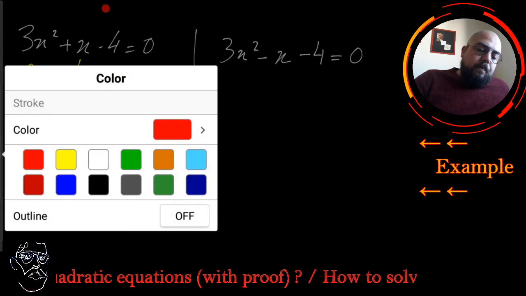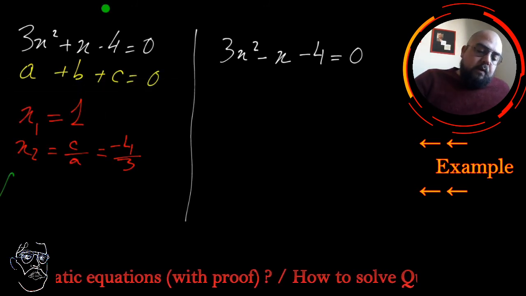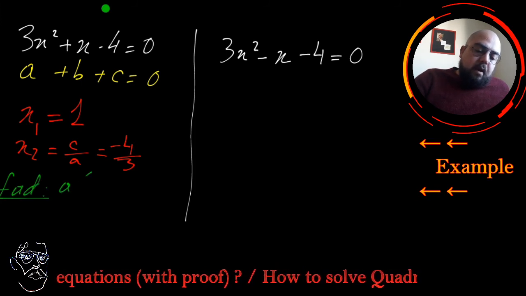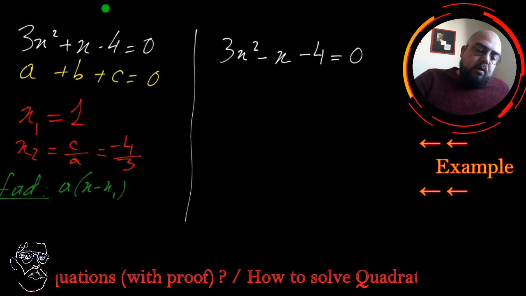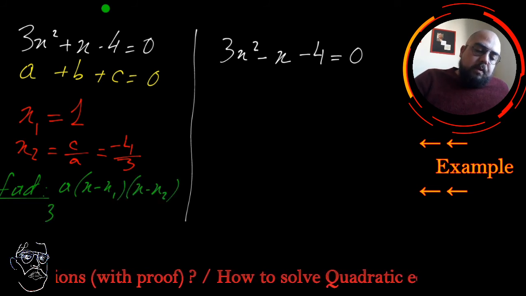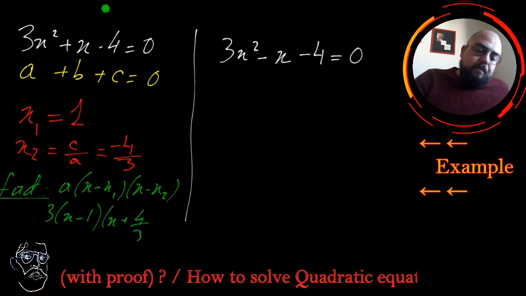In case you're interested in the factorized form, the factorized form will be the same thing, a times x minus x1 times x minus x2. So it will be 3 times x minus 1 times x plus 4 over 3.